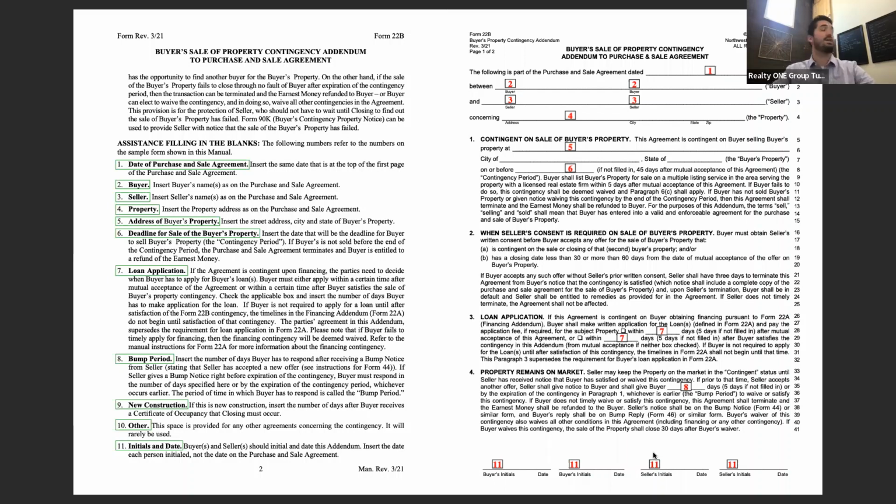So I'm going to actually just read this one out loud. Seller may keep the property on the market in the no, I'm sorry. Oh my God. I got mixed up. Sorry, guys. No, this is a different.